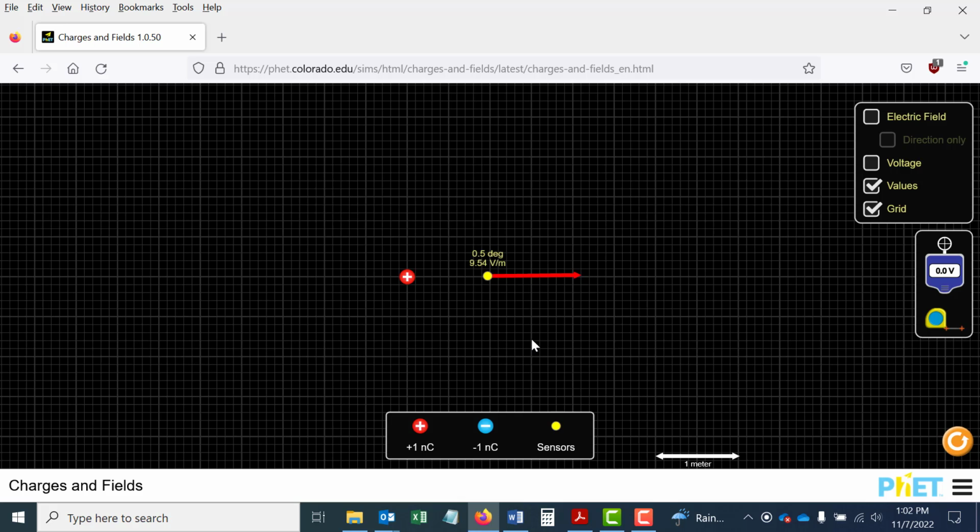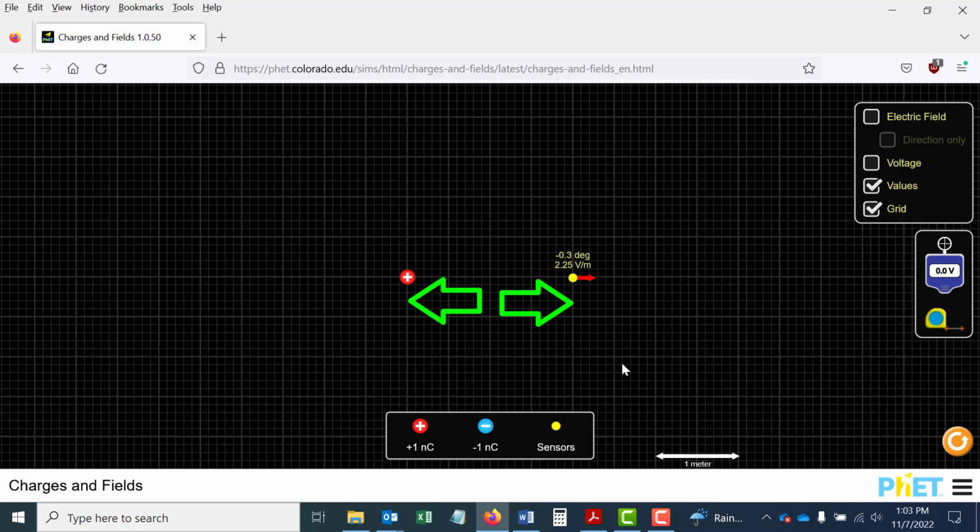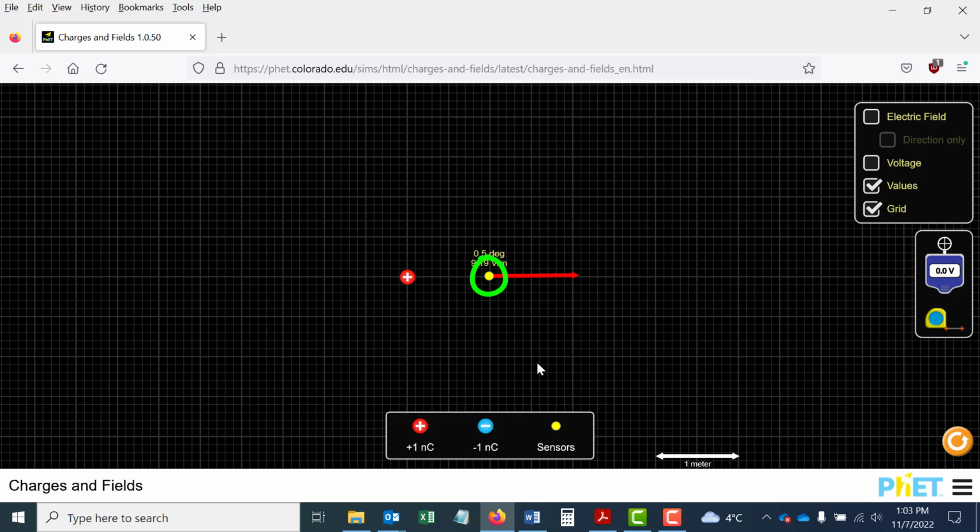In question 1E, they then ask you to move the sensor 2 meters over, so 4 grid steps away. And you record the field, and the question they ask you is, when you double the distance, by what factor does the magnitude of the electric field change? So is it twice as big, 4 times as big, half as big? Compare the value you got here to the one you got when it was half that distance away.